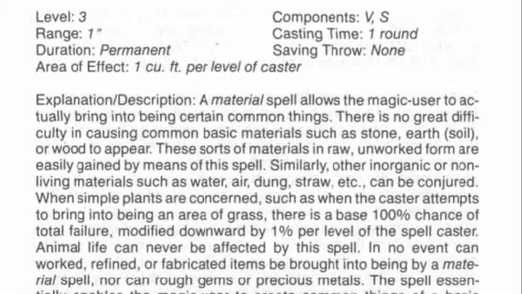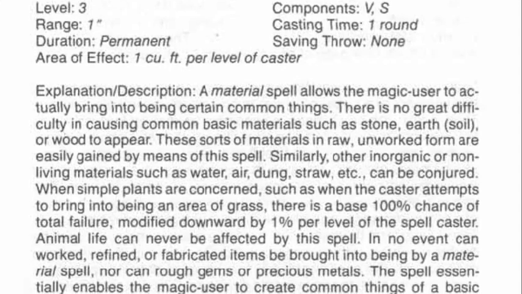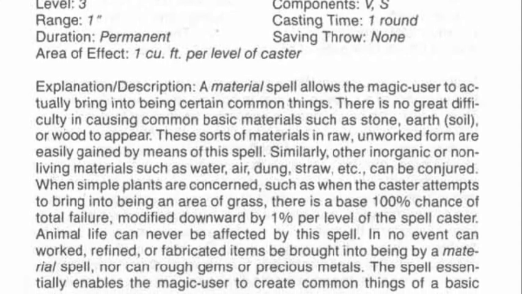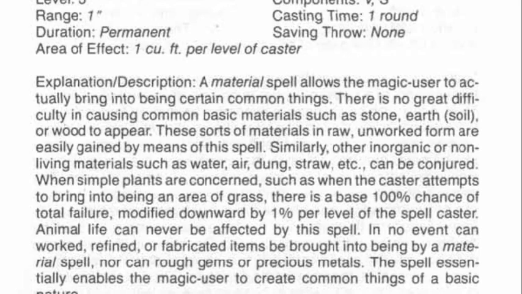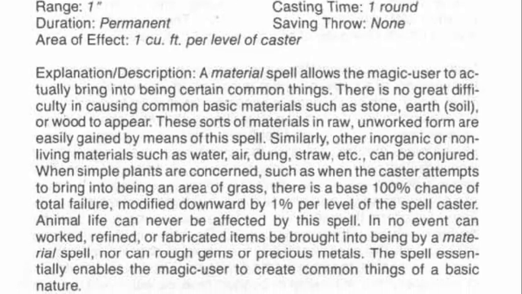can be conjured. When simple plants are concerned, such as when the caster attempts to bring into being an area of grass, there's a base 100% chance of total failure, modified downwards by 1% per level of the spellcaster.